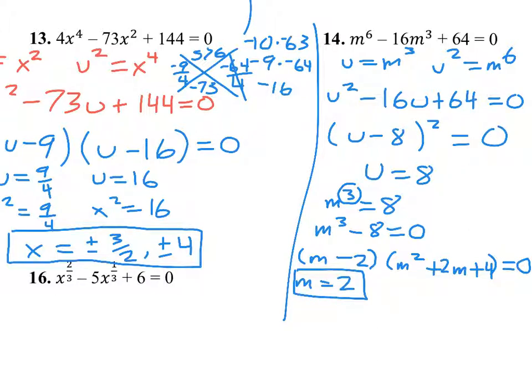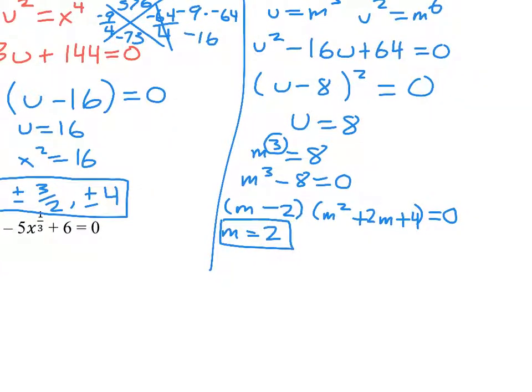And then over here, this is not factorable, so I could solve it using the quadratic formula or completing the square. So I'm going to try completing the square just because the b value is even. So m squared plus 2m equals -4. If I complete the square, there's a 1 here.